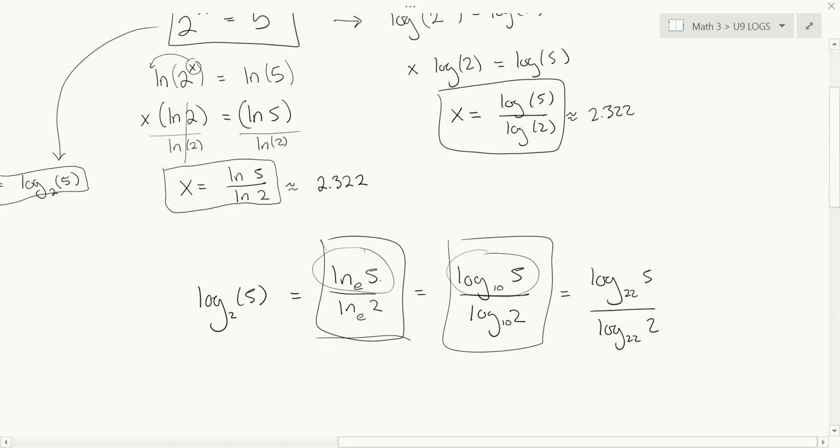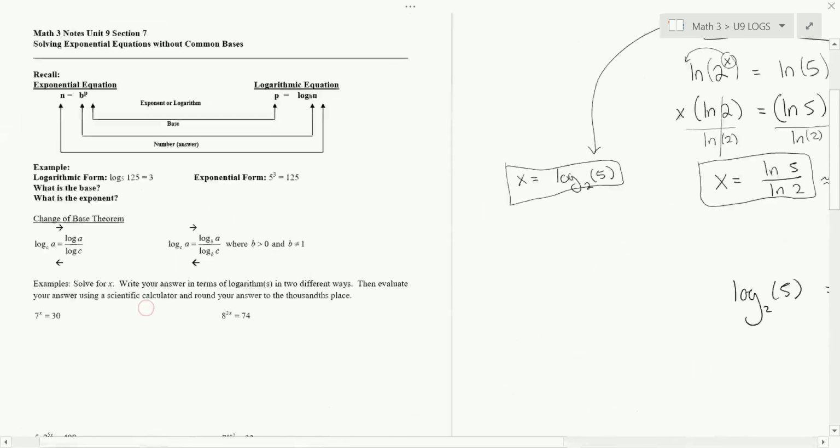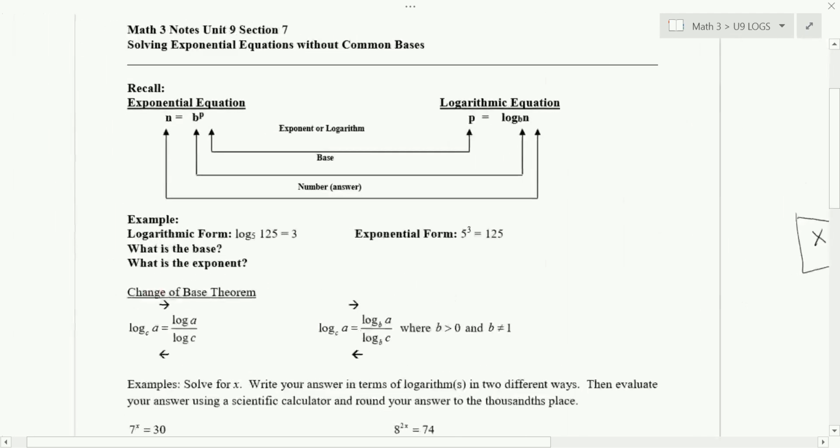And so instead of doing all this work up here, we usually just skip to this part. If I have log base 2 of 5, I just jump straight to the fraction. We call this the change of base theorem. But I wanted to show you where it came from. It just came from a little bit of work using the power property. So it's not just magic that came out of nowhere. There's a process here. So we're going to be using this change of base formula here.